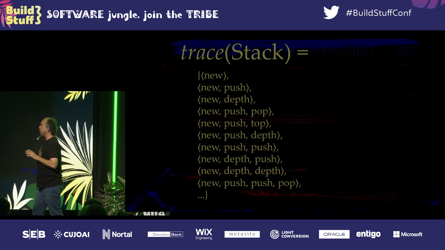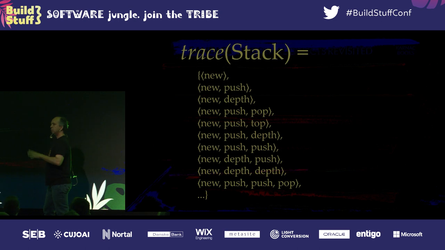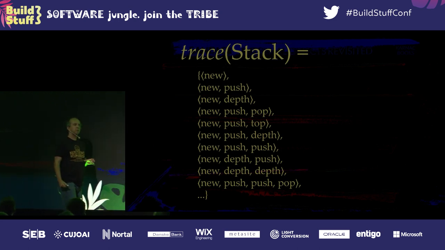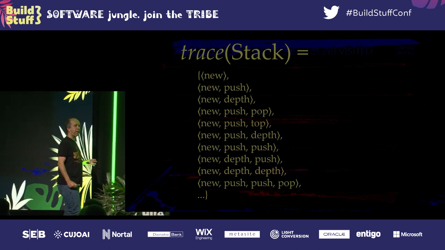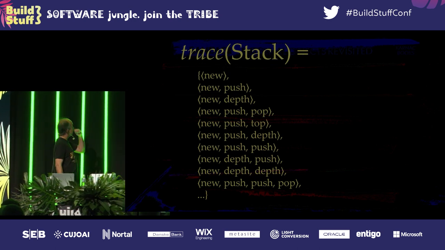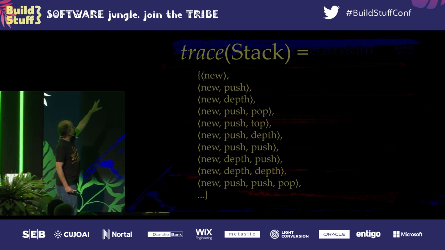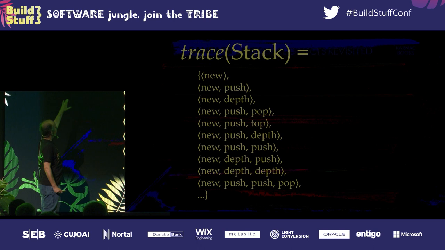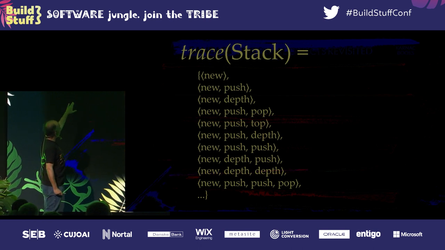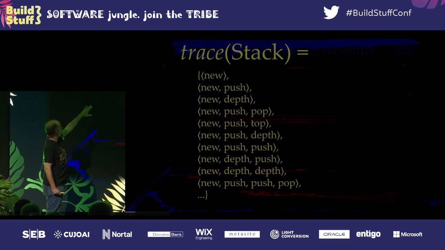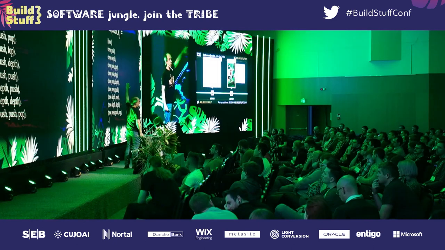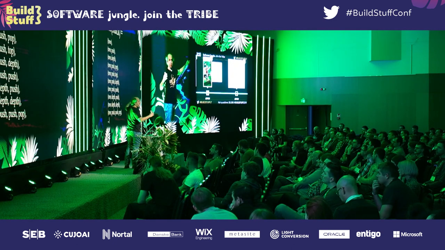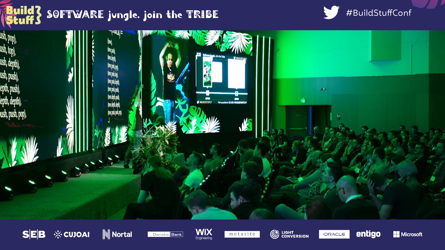What we've got here is all the possible call sequences. All the possible call sequences you could ever have when interacting with a stack. You can create one new. You can create one and push it. You can create one and find its depth. You can create one and push and then pop. You can create one and push and then find its top. You'll notice that there's no case where you can create one and call pop. There's no case where you can create one and call top. That simply is not allowed in the possible traces, the universe of possible traces.